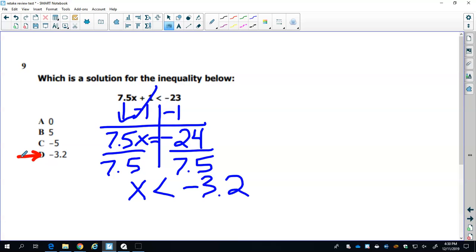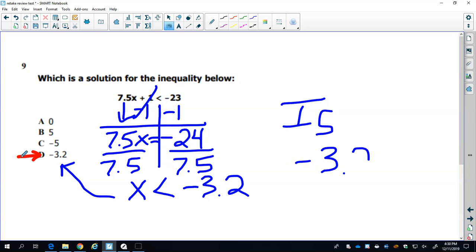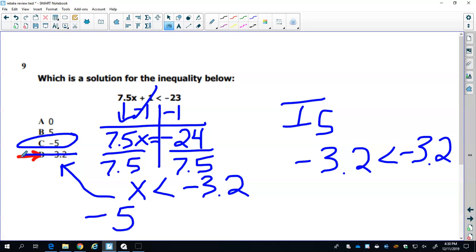So you may be tempted to choose that answer. But let's think about it. Is negative 3.2 less than negative 3.2? It's not. It is less than or equal to, but it's not less. So this would not be the choice. The correct answer here, the only number that's less than negative 3.2 is negative 5. Think about it. Negative 5 is less than negative 3.2.